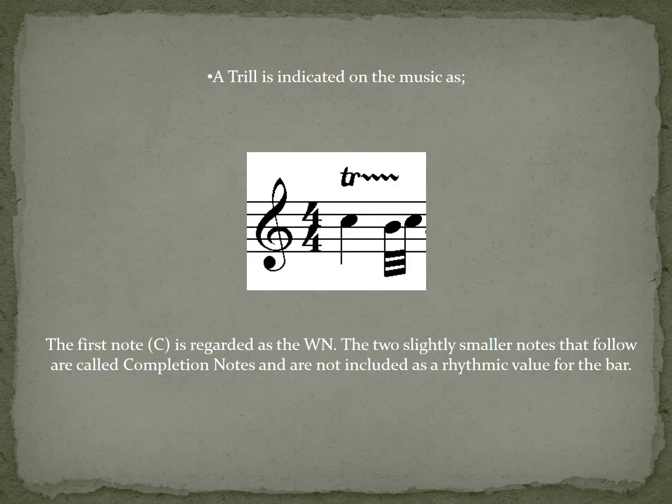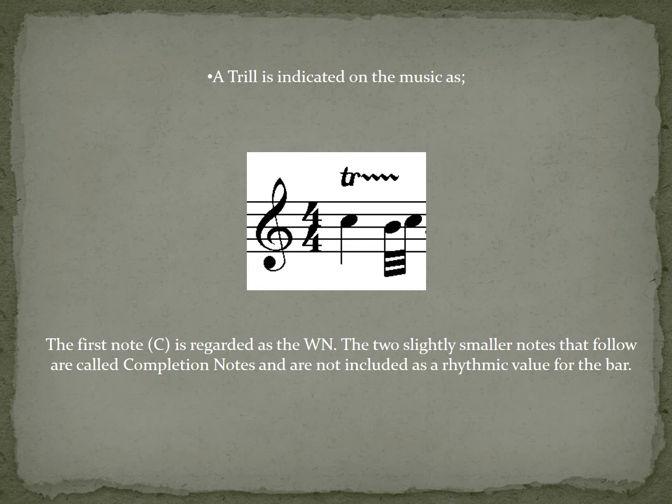The trill is indicated on the music as such, as in this little example. It looks like a little TR for trill. Sometimes it's just on its own, but most commonly it's followed by a little wavy line that looks like a continuation of the R. The first note, C, is always regarded as a written note.